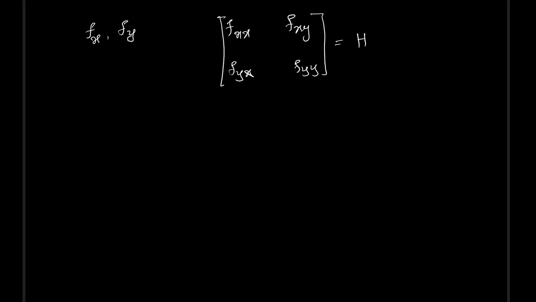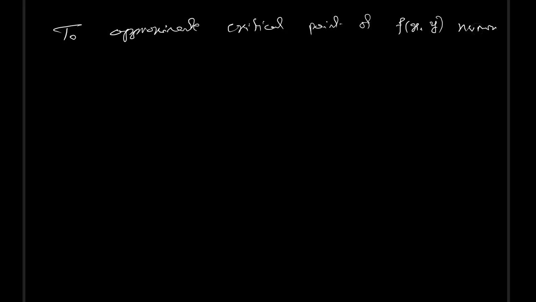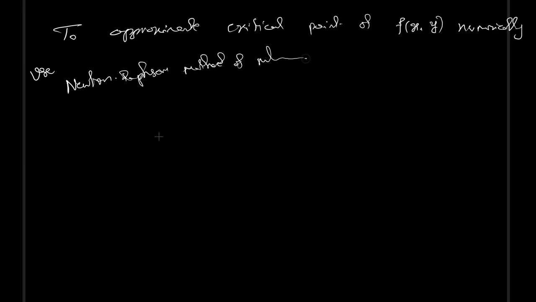So now, to approximate the critical point of f of x comma y numerically, let us use the Newton-Raphson method, the multivariable case, which we have seen.